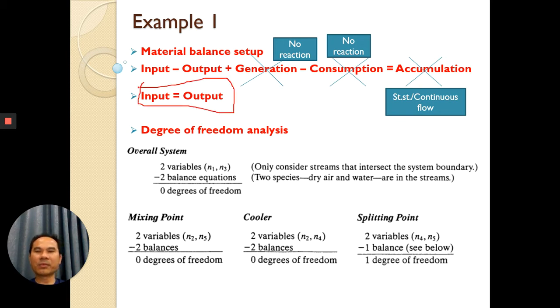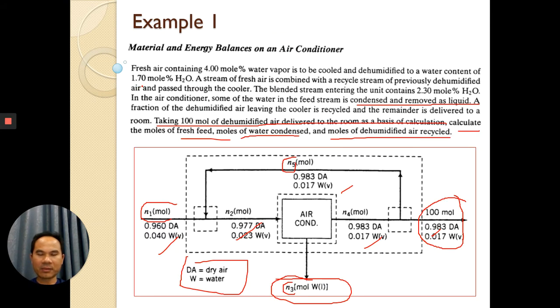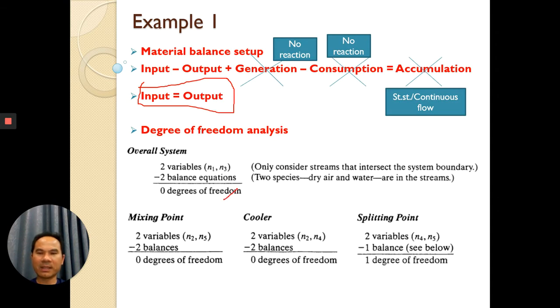The next step, we have to do the degree of freedom analysis. For this case, it is a multiple unit process. We can do the degree of freedom, for example, on the overall. If we do the overall, what are the unknowns? N1 and N3. We have two unknowns, and two balanced species, dry air and water. For that case, the overall degree of freedom is 0, so we can solve for N1 and N3.